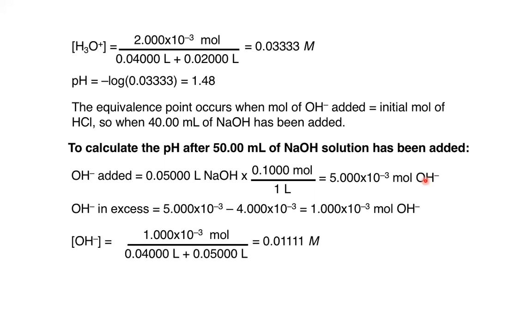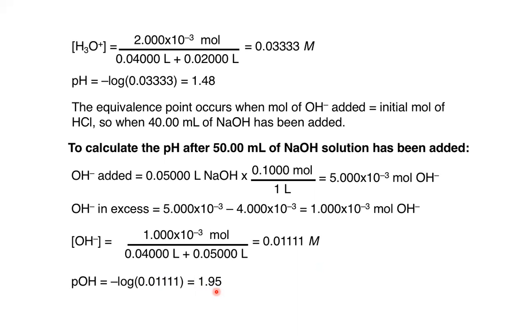So then the concentration of OH- is going to be equal to 1 times 10 to the minus 3 moles, which will be then over the total volume of the solution. So it's the initial 40 milliliters of our hydronium from the HCl, plus the added hydroxide, which will give us a value of 0.01111 moles per liter of our hydroxide ion concentration. So then the pOH is going to be equal to minus the log of that concentration, which is 0.0111111, is equal to 1.95. And that will be our pOH.